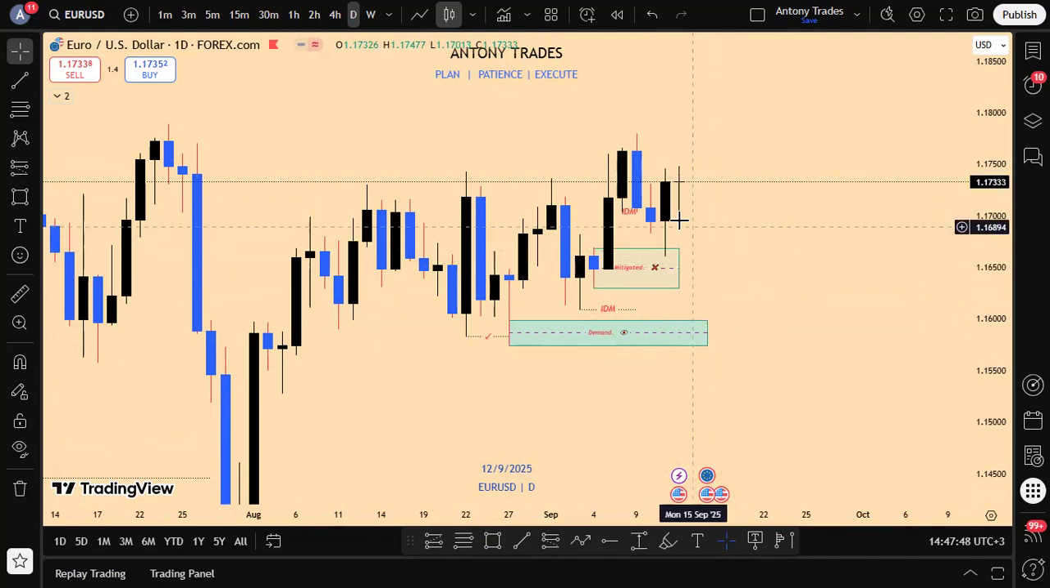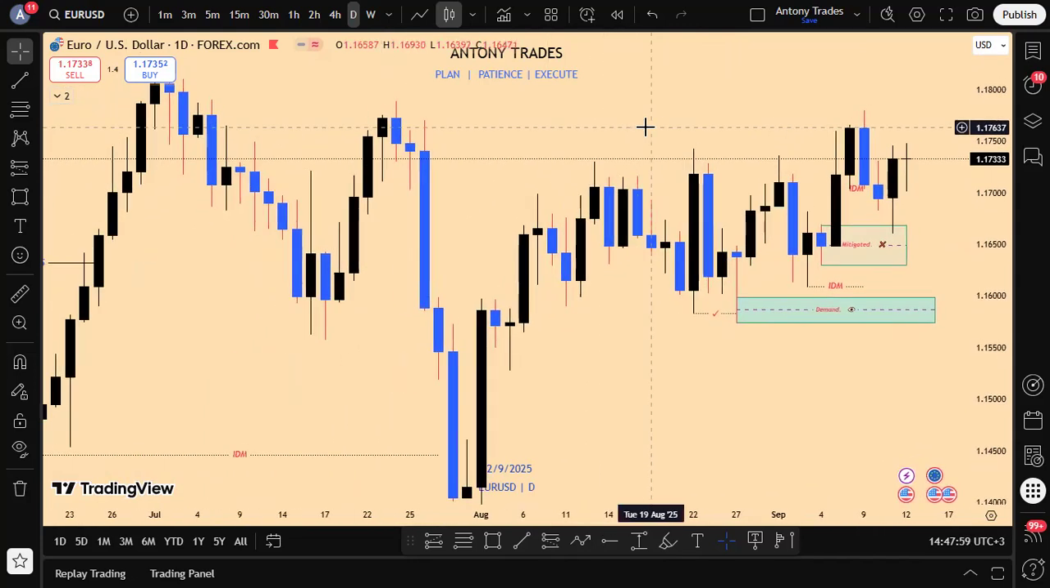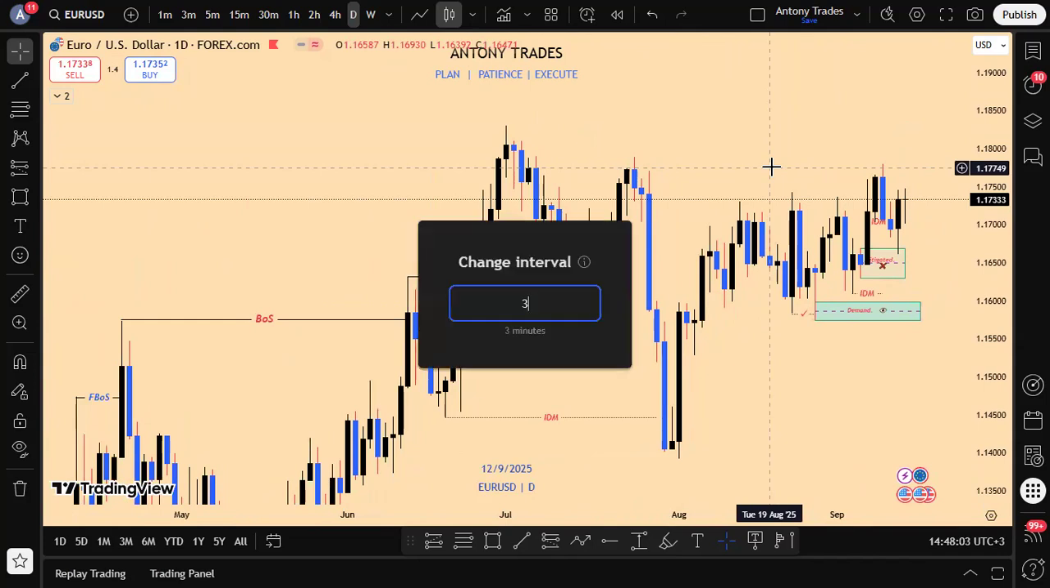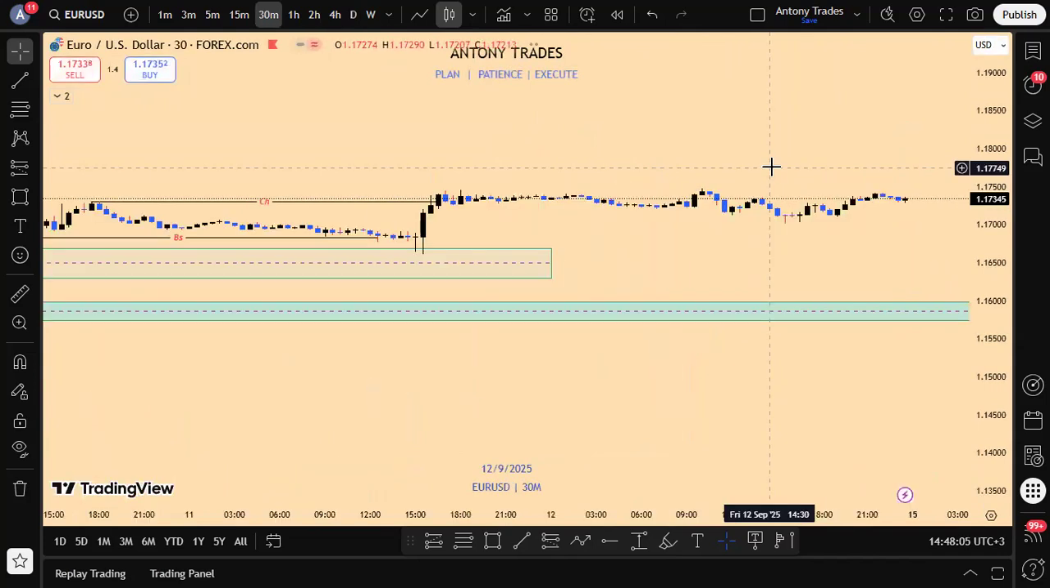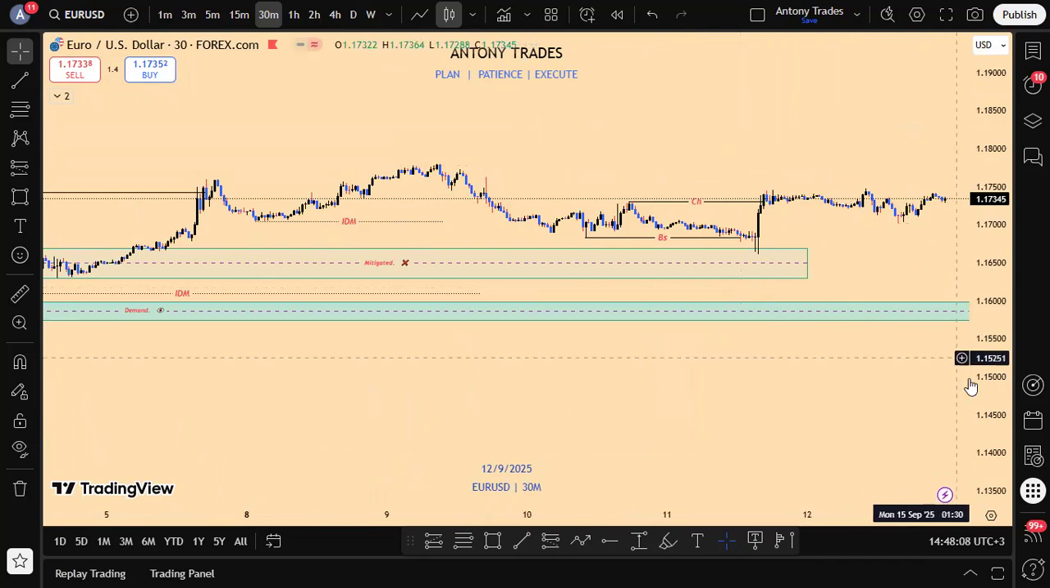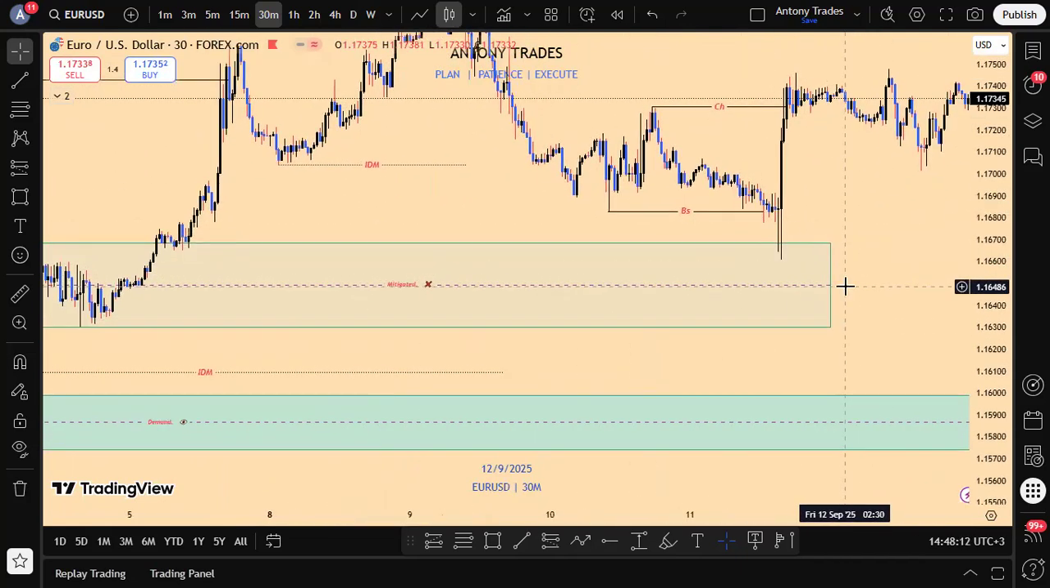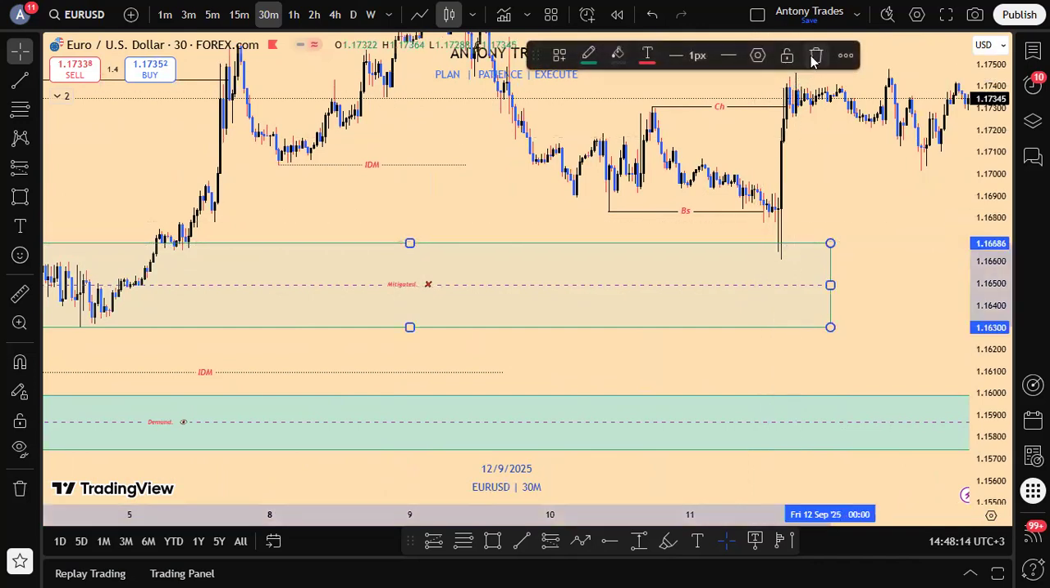Now we would like to go to the lower time frame and check whether we have a change of character here for us to look for a buy to target this high and also this high above there. Now going to the lower time frame, let me go to the 30 minutes time frame. So here in the 30 minutes time frame, you can see very clearly, this is the order block from the daily time frame. So let me remove it.